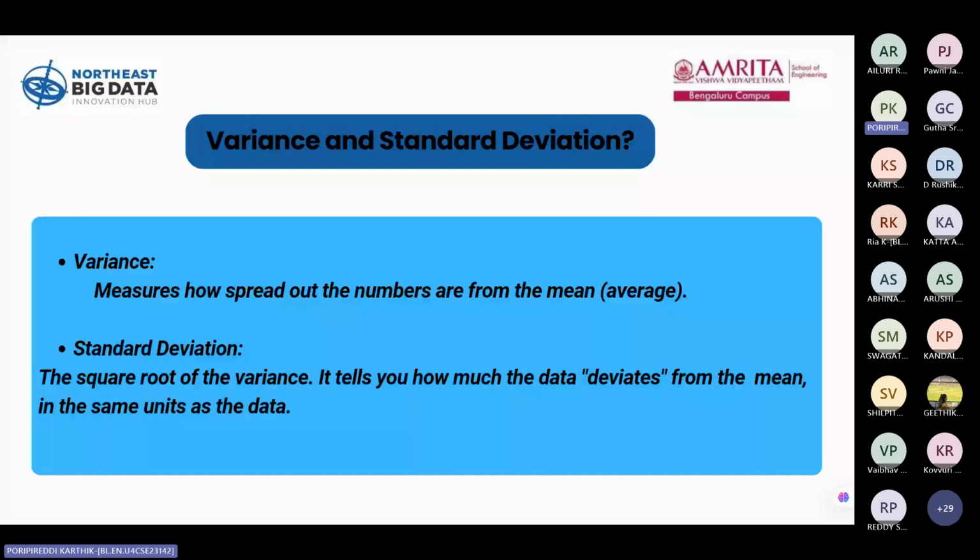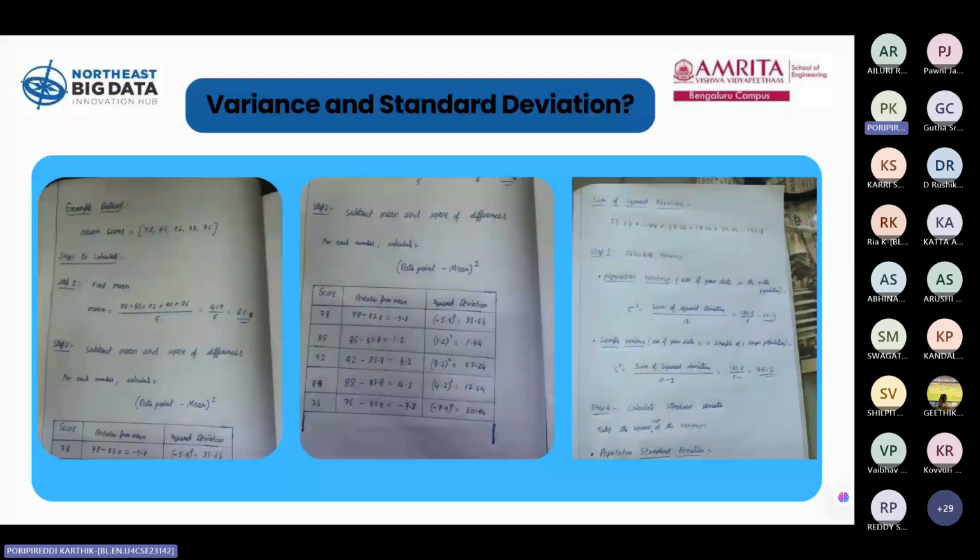Let's understand it with a paper example. Let's take an example dataset, exam scores. Here we have exam scores of 5 people. The first step is to calculate the mean. Here the mean is 83.8.